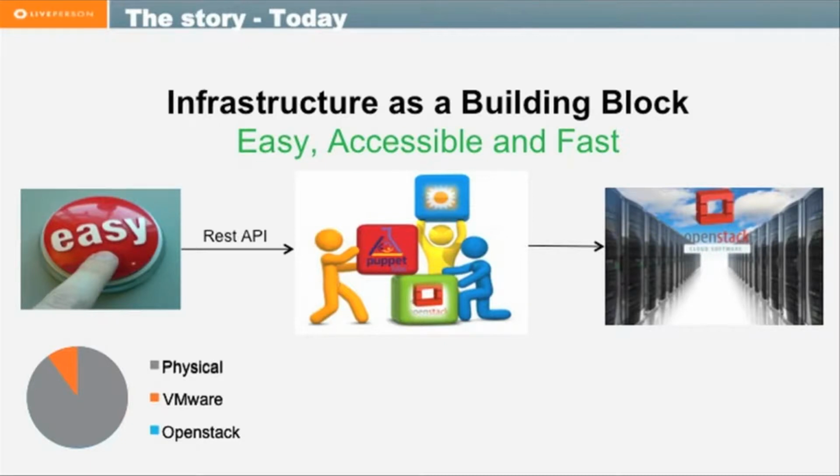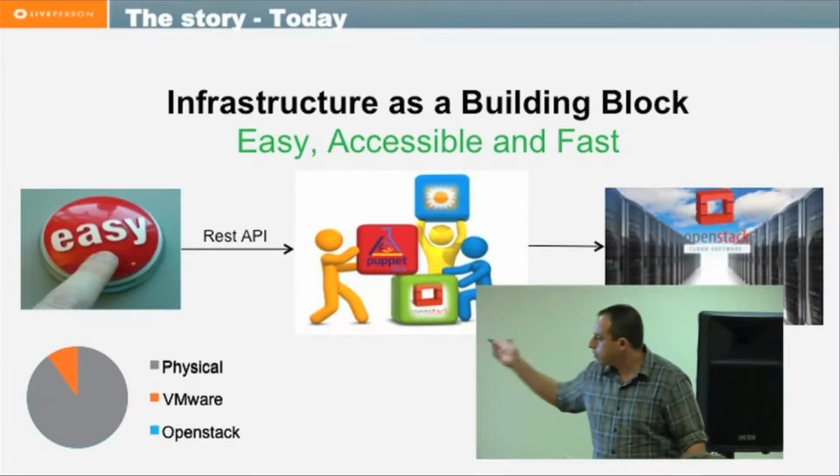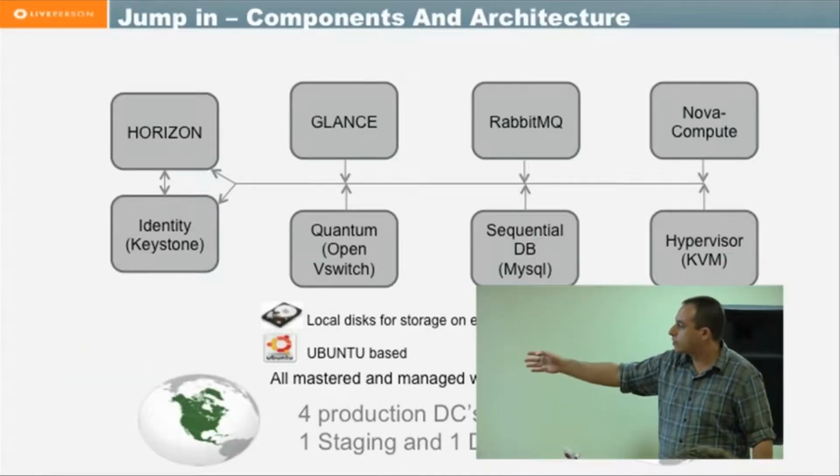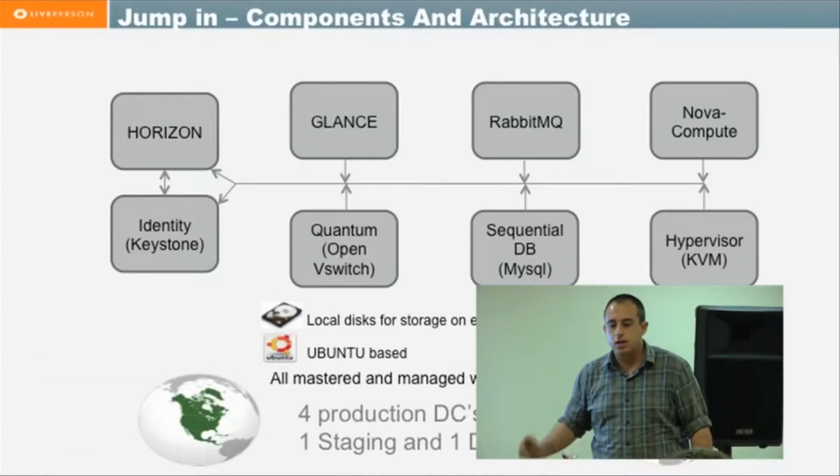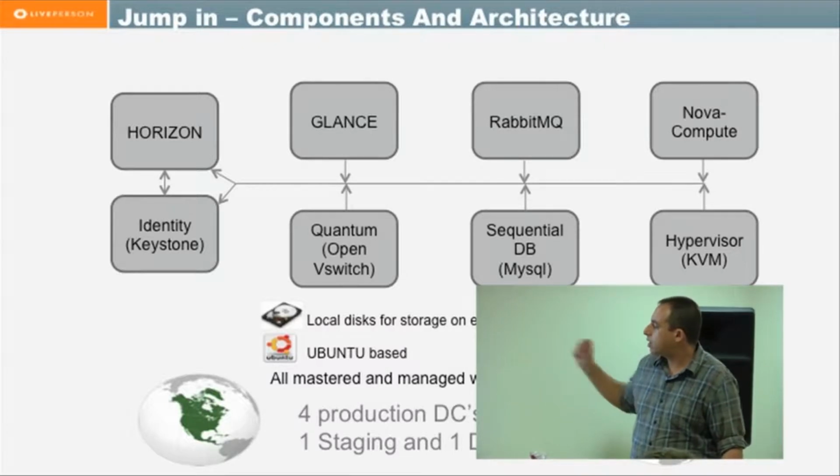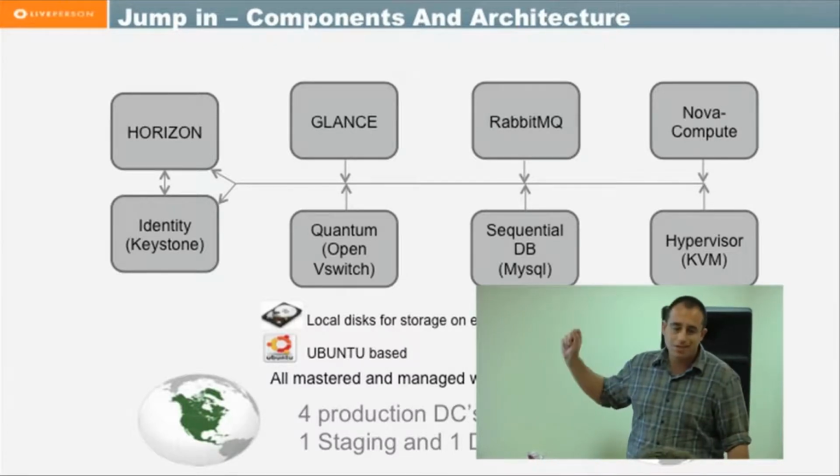So before OpenStack, like you can see, LivePerson was, until 2012, all about physical servers and some little footprint of VMware. And today, it's mostly OpenStack. The same footprint of VMware stayed the same, and the physical servers are mostly for the data store and of course for the OpenStack hosts.